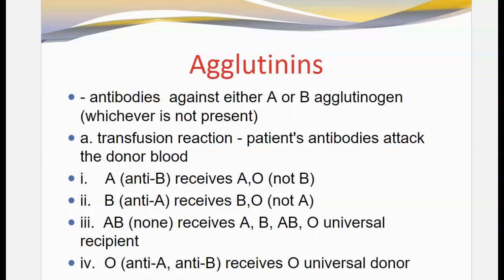Agglutinins, these are the antibodies and such. So the agglutinogens are the surface protein, and the agglutinins are the antibody. Sometimes that confuses people because they sound so similar. Don't let that bother you.